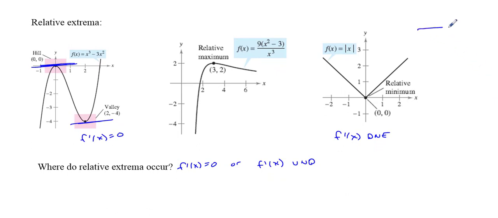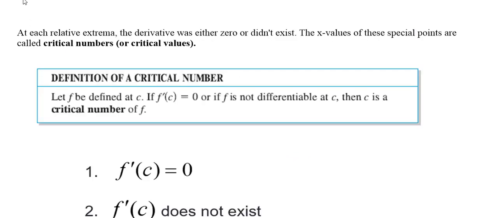What about a horizontal line? None? Okay. All right, so relative extrema or local extrema occur when the derivative equals 0 or the derivative is undefined. At those relative extrema, the derivative was either 0 or it did not exist, right? The x values of those special points are called critical numbers. So critical numbers are where the derivative equals 0 or the derivative does not exist. So we might just tell you, find the critical numbers. You have to know what that means. Like that drives you to do something, okay?